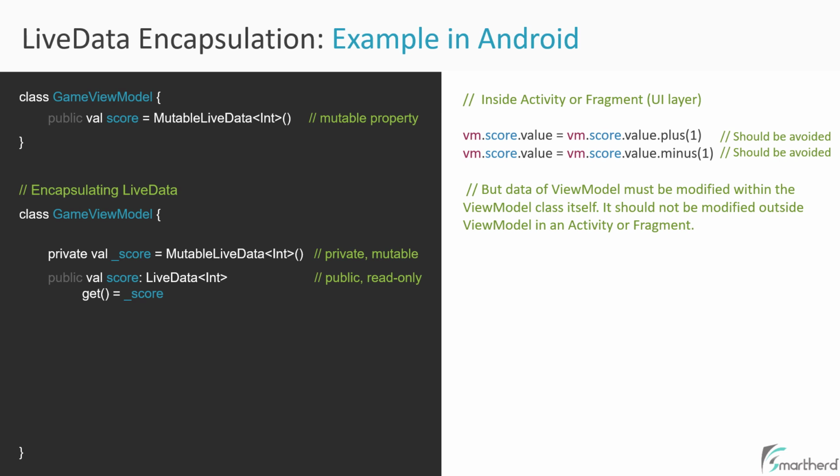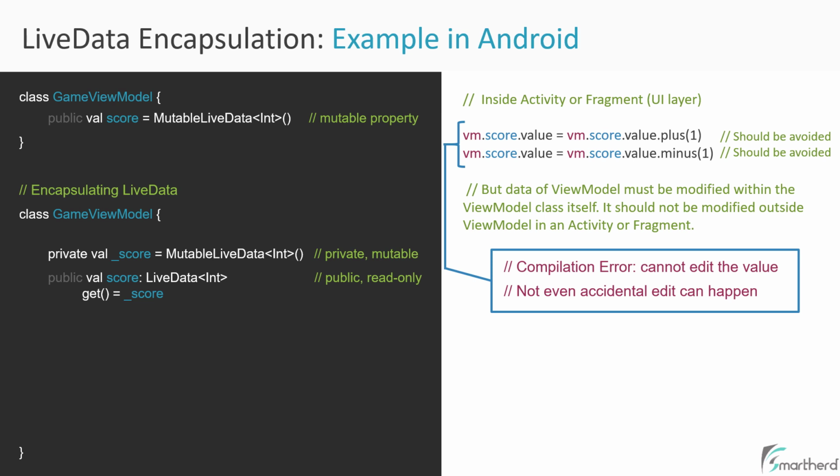Let me show you how. So if you use this updated code in your project, then in your activity, these two statements will not compile and will throw a compilation error. Why? Because here we are trying to access the score property, which is okay, but we are trying to modify its value as well, which is not allowed because now this score is public, but at the same time it is read only. So you cannot edit the value outside your view model. So this encapsulation of the live data has automatically led us to follow this rule.